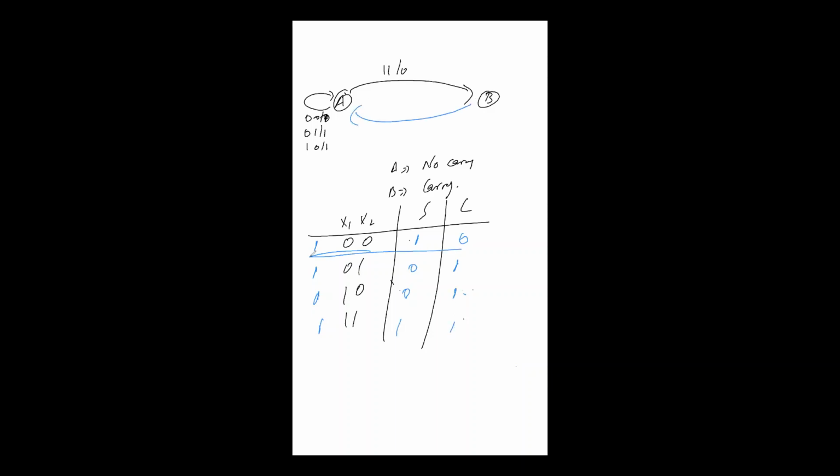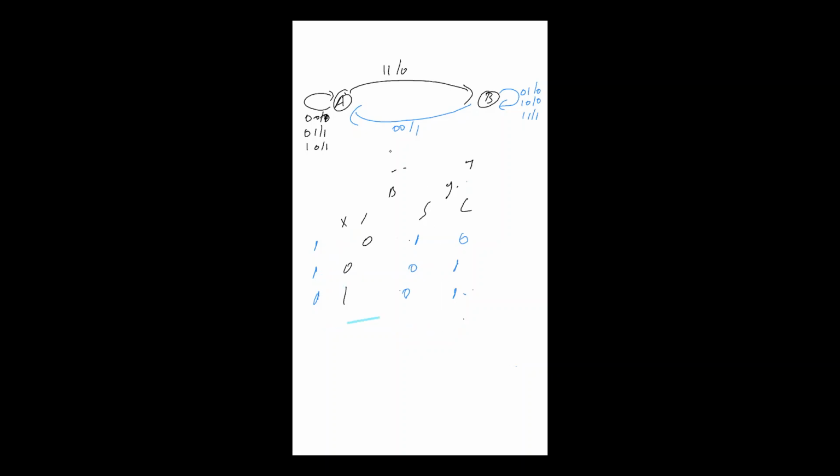So for the first case, if both the inputs are 0, carry is 0, so it is going from B to A. Rest all the cases are here, 0, 1, 0. So this is a state diagram for the serial adder. Next, what we will see is its state table.